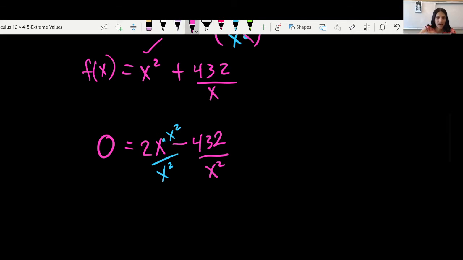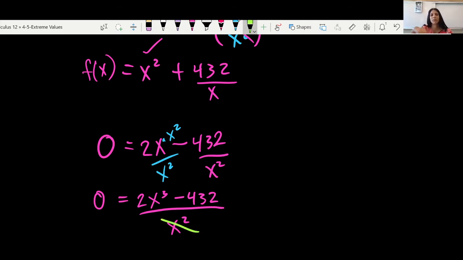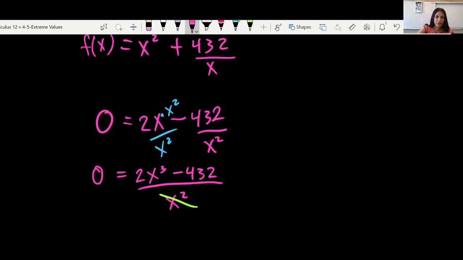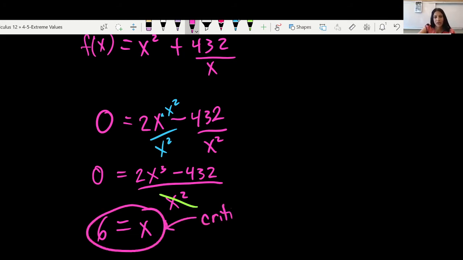Like I would end up getting 0 equals 2x cubed minus 432, and the whole thing would be over x squared. But because I've done this, I'm being sneaky because I can just get rid of that because I would multiply it by the x squared after in order to get it there. And then when I bring over the 432, I would divide that by 2, and then I would cube root that, and I'm going to trust that you all know how to do that, but we end up getting x equals 6 after all that work. So x equals 6 would be an example of our critical point.